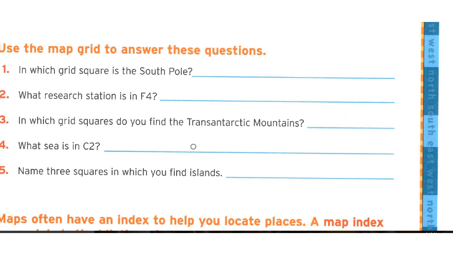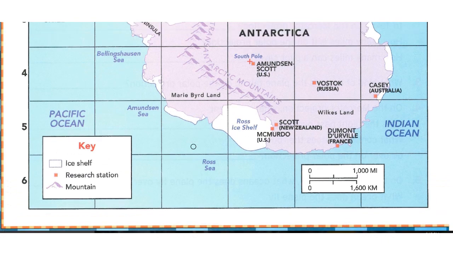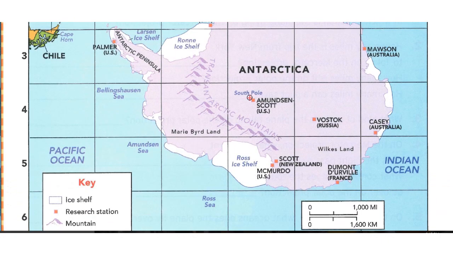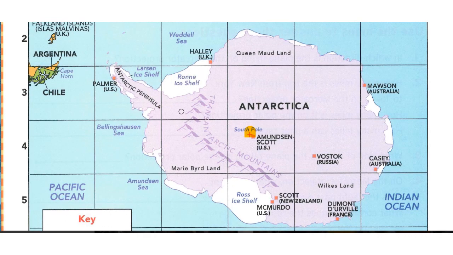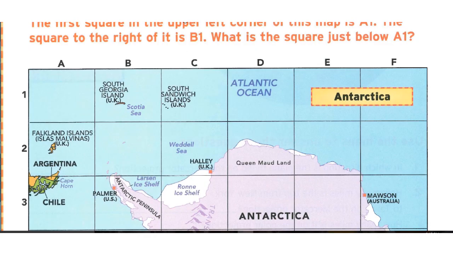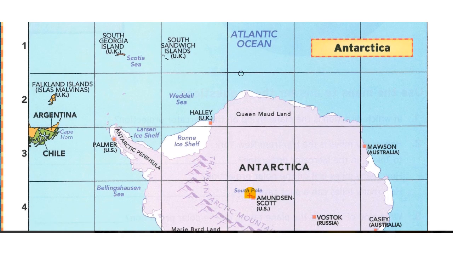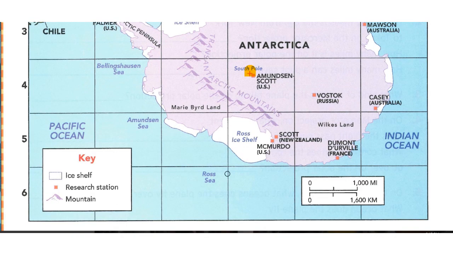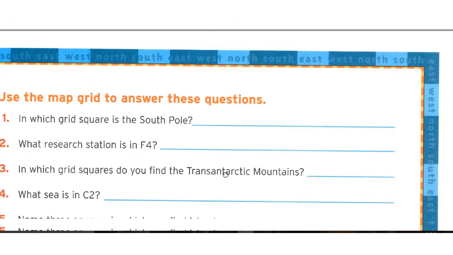Number 1, in which grid square is the South Pole? Well, the South Pole is marked by this plus sign. So we're going to look at that one. Well, I can see that it is in square D, and then I would go across and I would see 4. So I'm going to say that the South Pole is located at square D4.